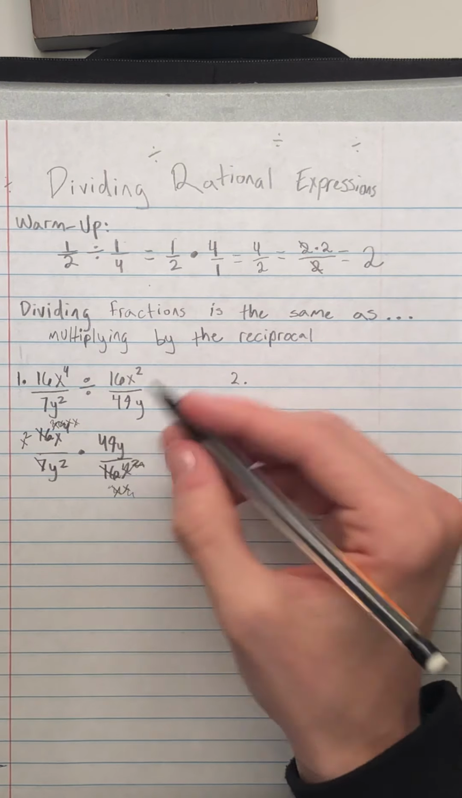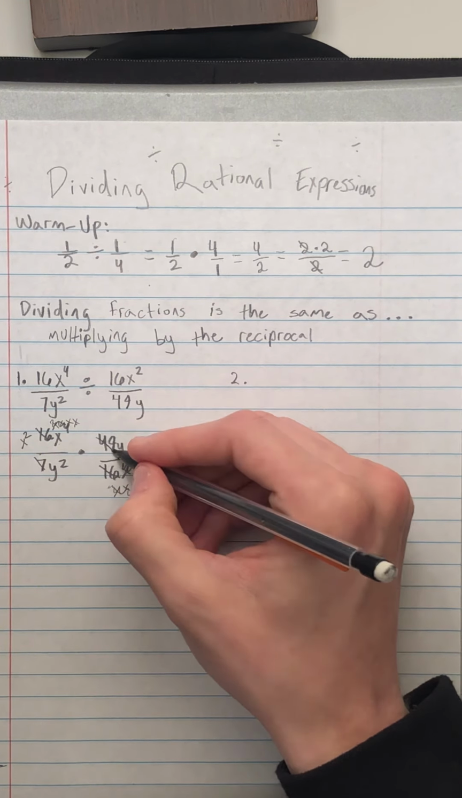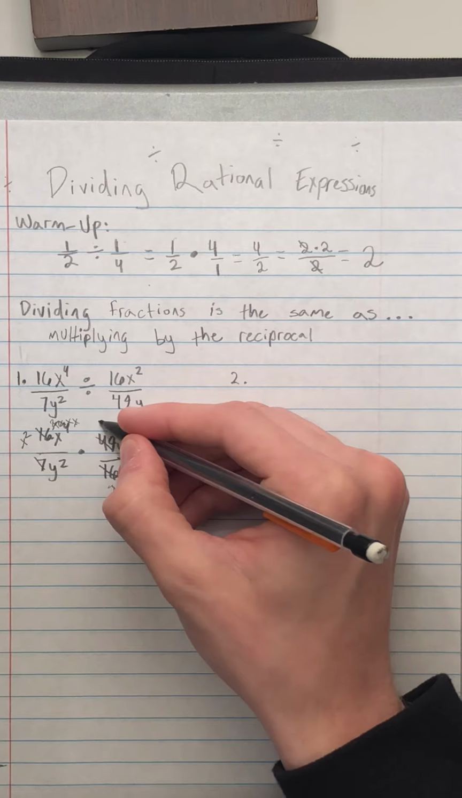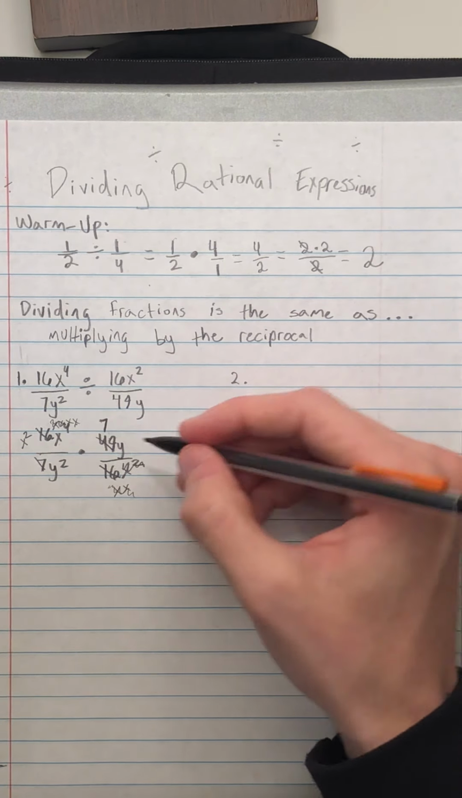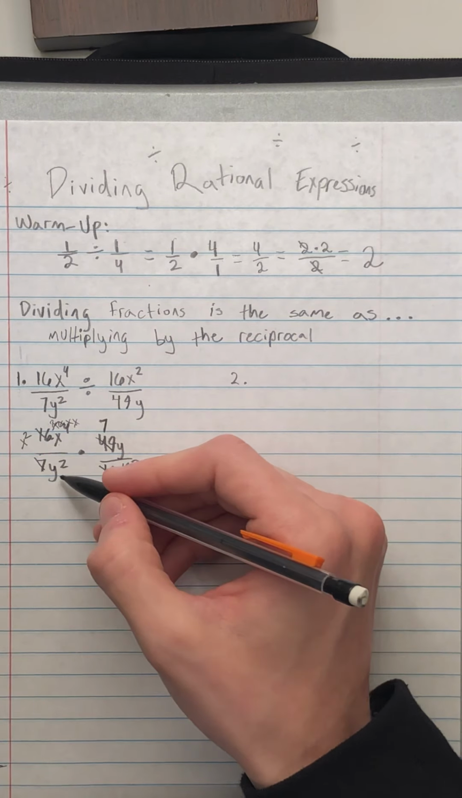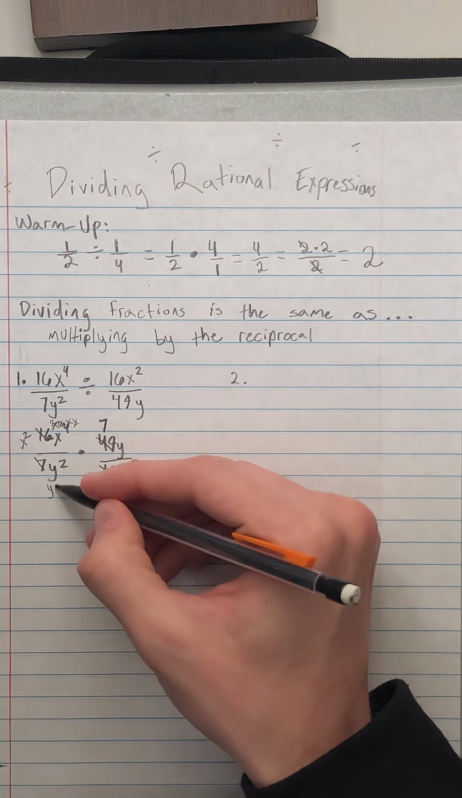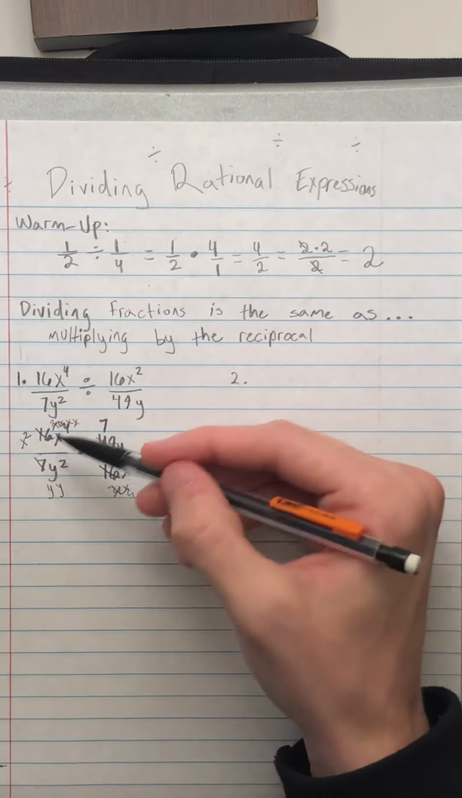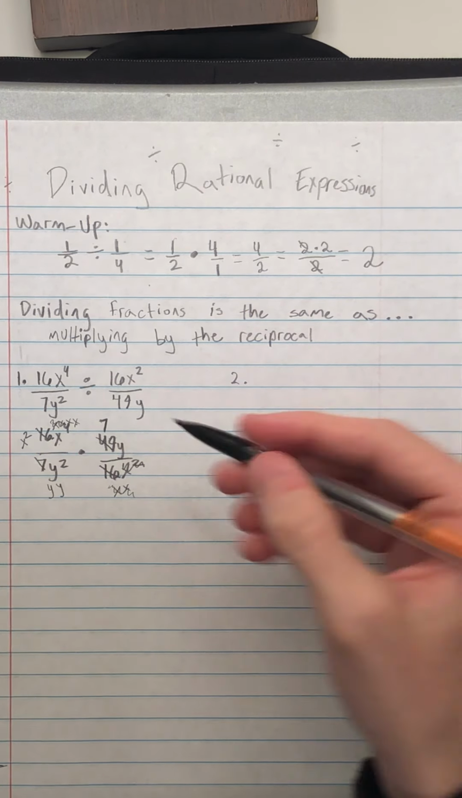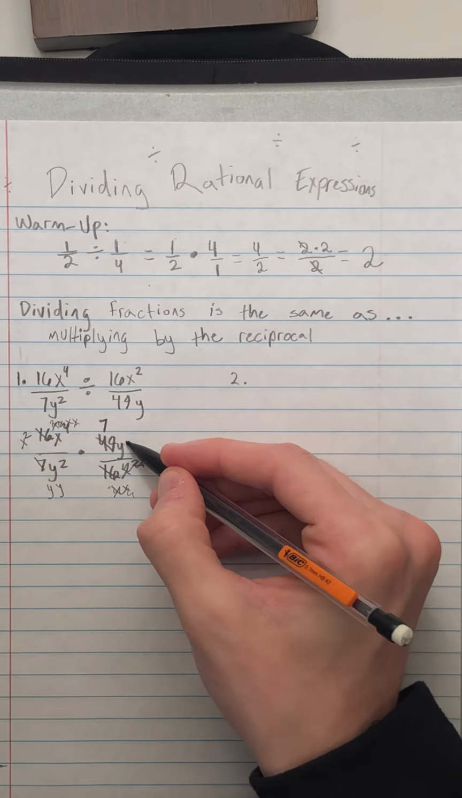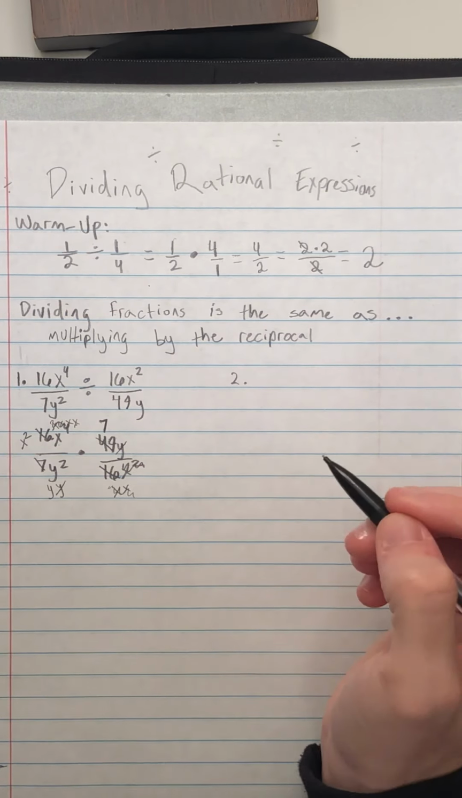So that 7 will go into 49, and it will leave me with a 7 up top because 49 is 7 times 7. Okay, y squared is really 2 y's. Do I have a y somewhere up top? Not here, I've taken care of that one. I do in the second part. So I'll cross out this one y and this one y.